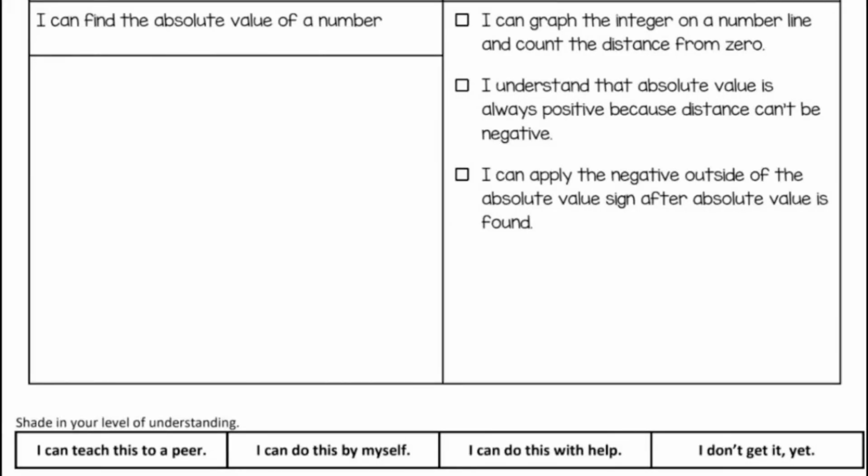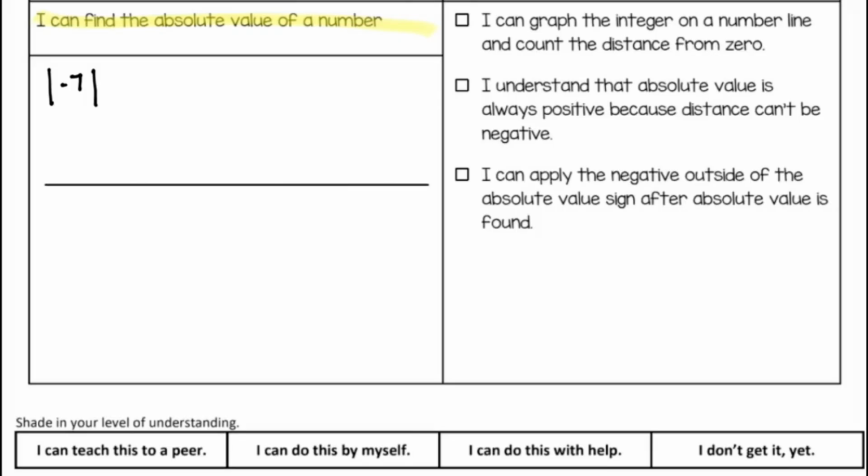Our next learning target is I can find the absolute value of a number. In order to do this, we need to graph the integer on a number line and count the distance from 0. When I write absolute value, I use 2 bars around the number. So that would read the absolute value of negative 7.